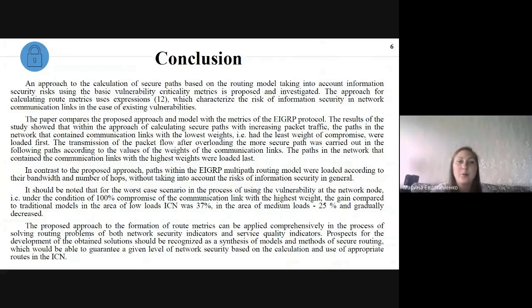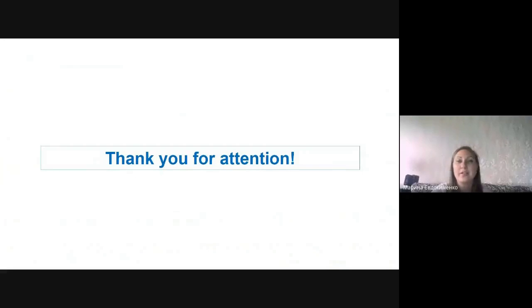The prospect for the development of the obtained solution should be recognized as a synthesis of models and methods of secure routing that can guarantee a given level of network security based on the calculation of the use of appropriate routes in the network. And lastly, the proposed approach for the formation of router metrics can be applied comprehensively in the process of solving the routing problem with both network security indicators and service quality indicators.